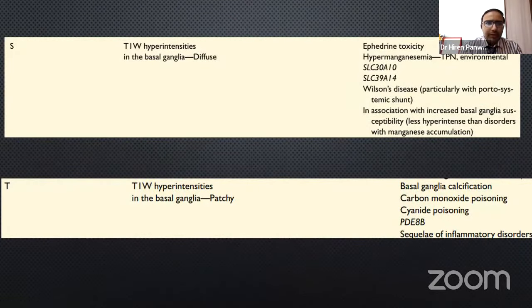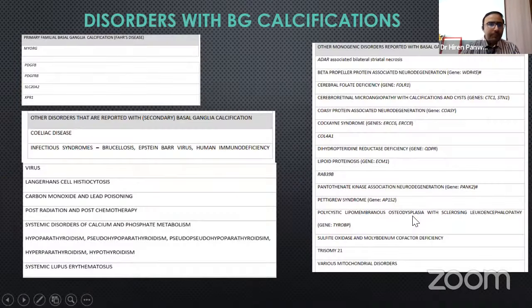So T1 hyperintensity can be diffuse, which is labeled in this as the diffuse category, and these are the reasons for diffuse T1 hyperintensity, which include hypermanganesemia. Sometimes it can occur in Wilson disease or toxicity due to iron. Sometimes the hyperintensity can be patchy, and patchy hyperintensity can be due to basal ganglia calcification, a sequel of some prior inflammatory disorders, and certain poisonings.